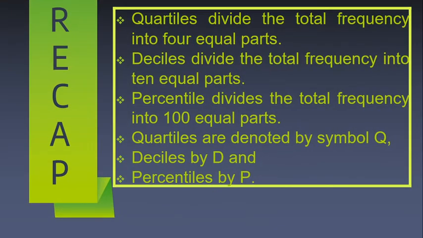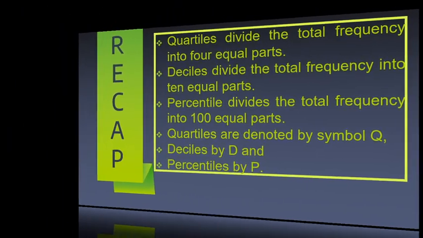So for a recap, quartiles divide the total frequency into 4 equal parts, and we also have deciles. It's similar to quartiles. They divide the total frequency into 10 parts. Deciles divide the data into 10 parts. Percentiles are there. They divide the data into 100 parts. Quartiles we denote by Q, deciles by D, and percentiles by P.